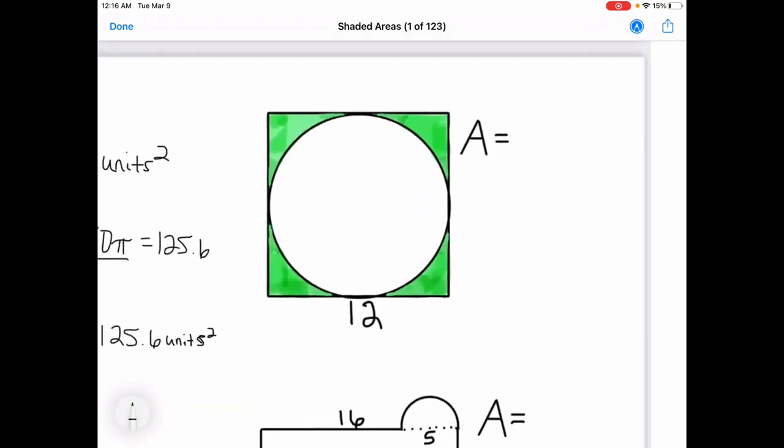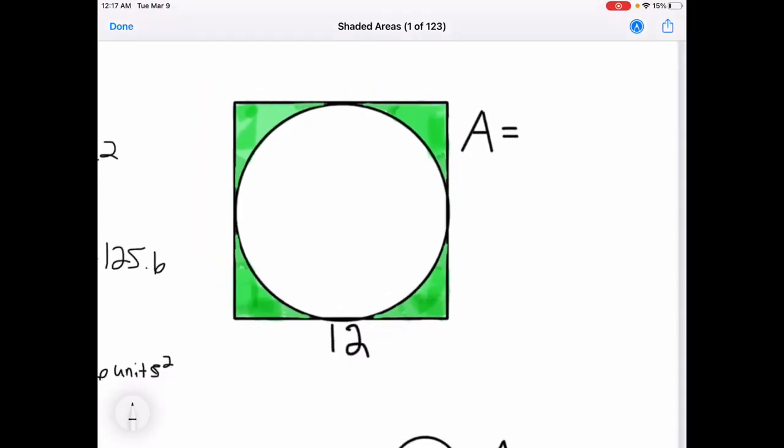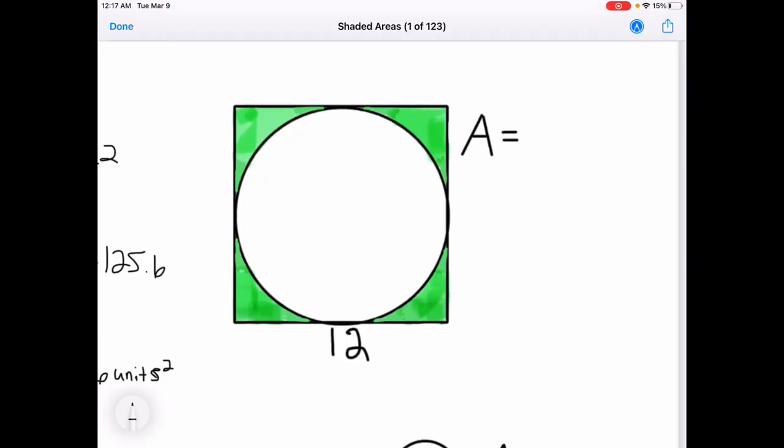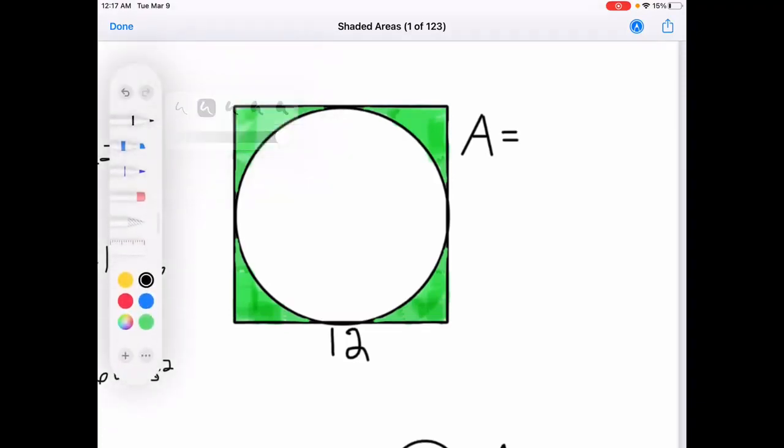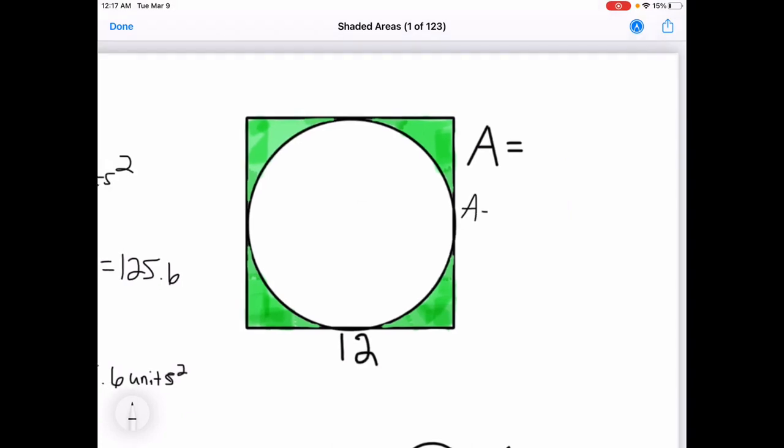Okay, now I have a square with a circle inside. So now I want to know what the shaded part of my square is. Since it doesn't give me any other side dimension besides the one dimension of 12, that tells me that it's a square and every side length is the same. So we know that the area of a square is length times width, or base times height. So that would be 12 times 12.